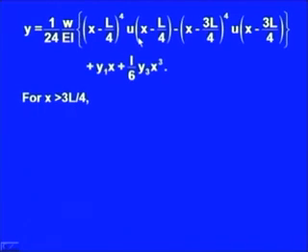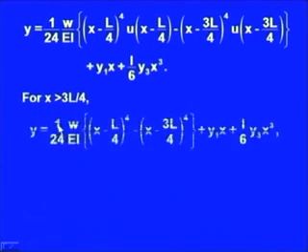Now, for x greater than 3 L by 4, we have y equal to 1 by 24 into w over E I, because u x minus 3 L by 4 will be equal to 1. Sorry, this will be equal to 1, and this will also be equal to 1. So, we will have x minus L by 4 raised to the power 4 minus x minus 3 L by 4 raised to the power 4, plus y 1 x plus 1 by 6 y 3 x cube.